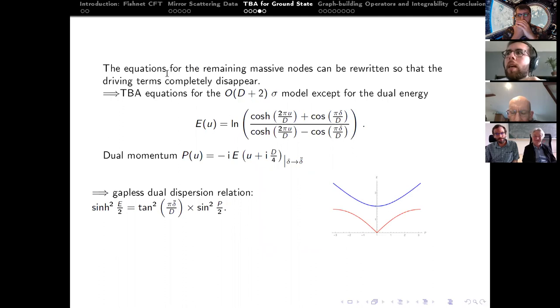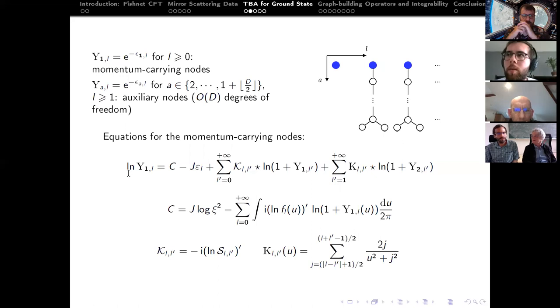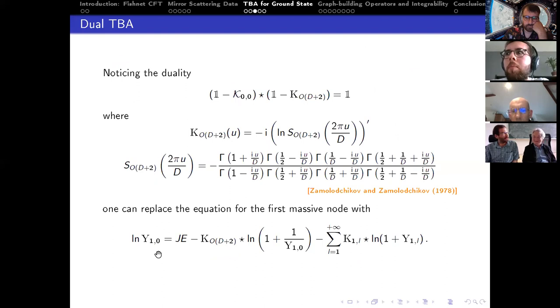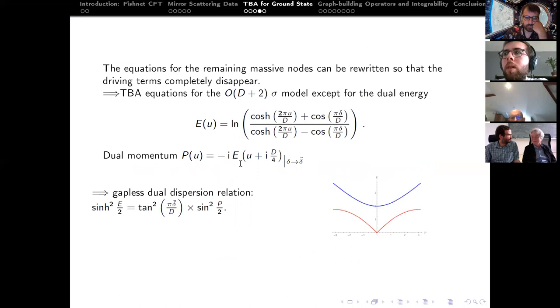I'm not looking at the graphs anymore. I have the TBA equations for the scaling dimension, which are the original ones. And now I forget about the graph. I just play with these equations, and basically I rewrite them in a different way. So I have a different system, with a different energy E from before, a different momentum p, and a different energy.